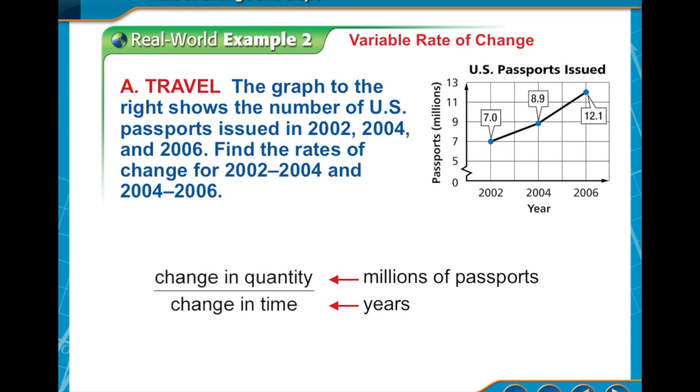So first, we need to think about, in the context of this problem, how will the slope come out? So we already said before, we know it's change in y over change in x. My y is the passports, that's up and down. My x is time, going left and right. So it's going to be how did we change in passports between 2 years divided by how many years went by. So quantity over time. So have this image down as we move forward to the next slide.